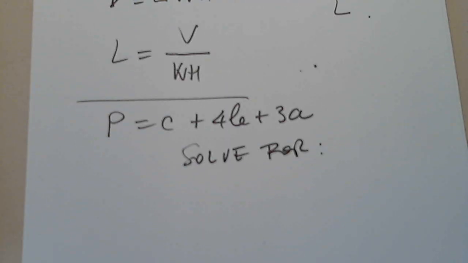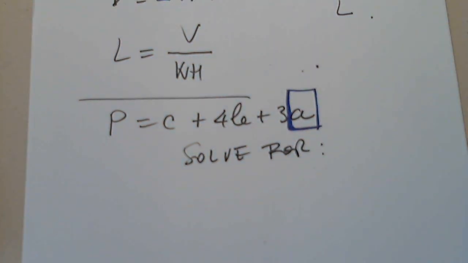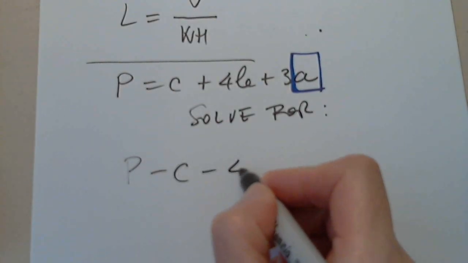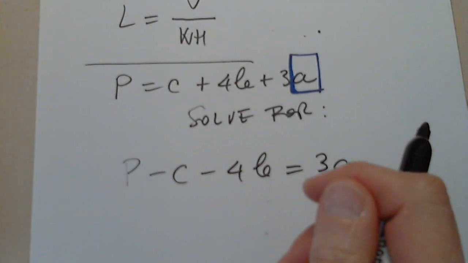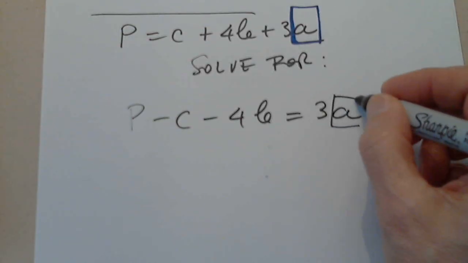1, 2, 3, I will choose. I will choose to solve for A. So we're solving for A. What do we need to do first? Get everything other than A on the left? Absolutely. So P minus C minus 4B equals 3A. Get rid of everything that does not have A in it. Excellent.